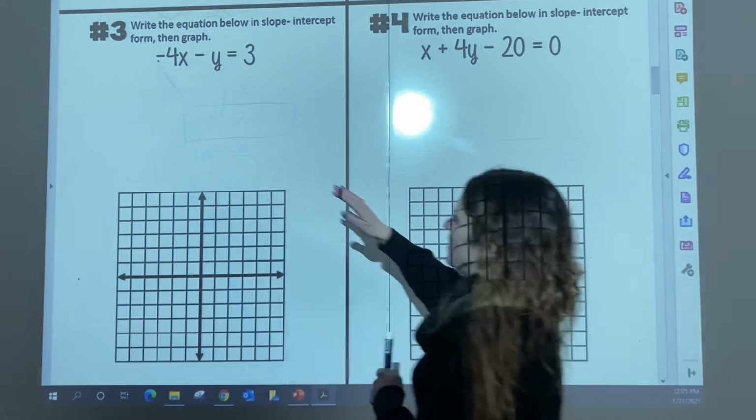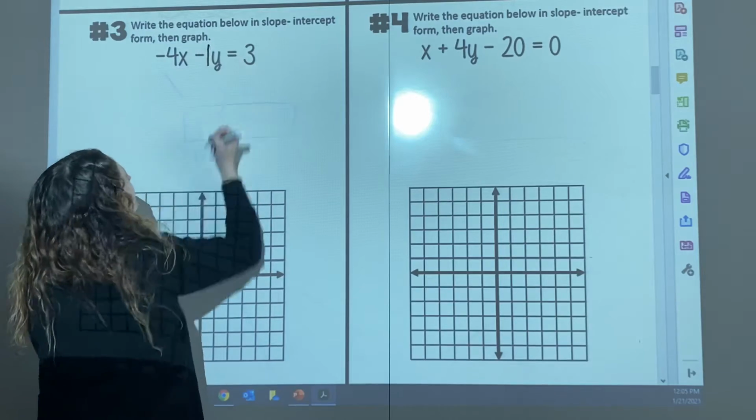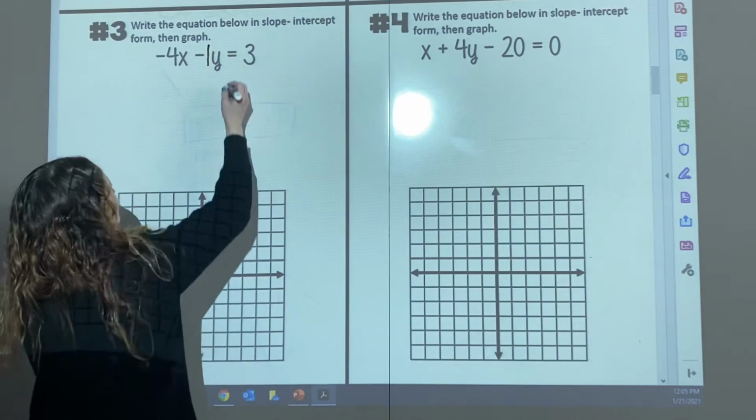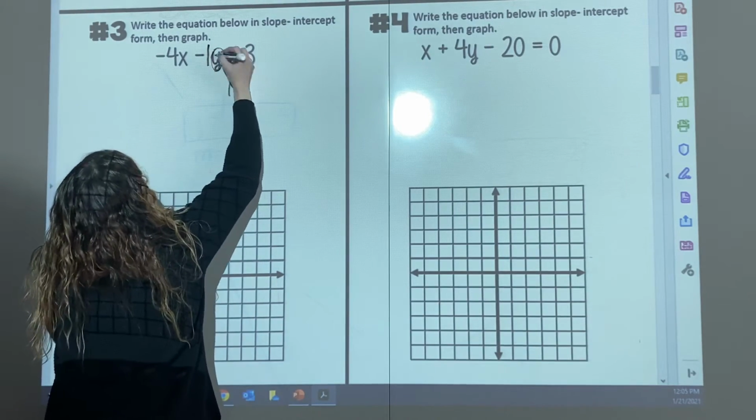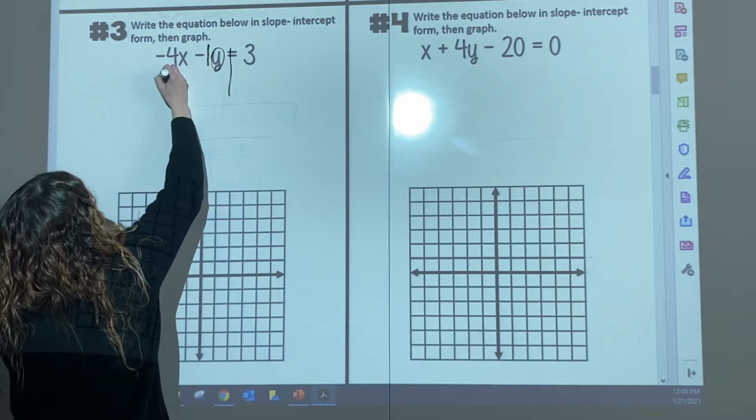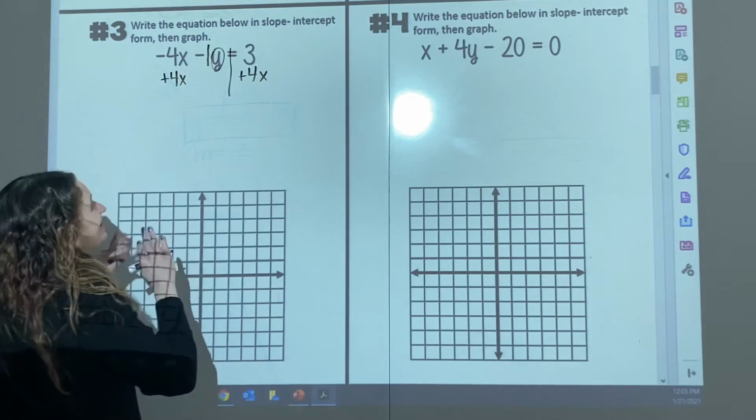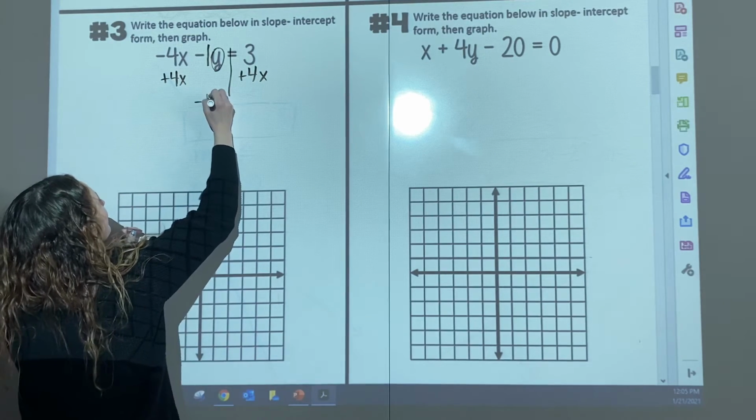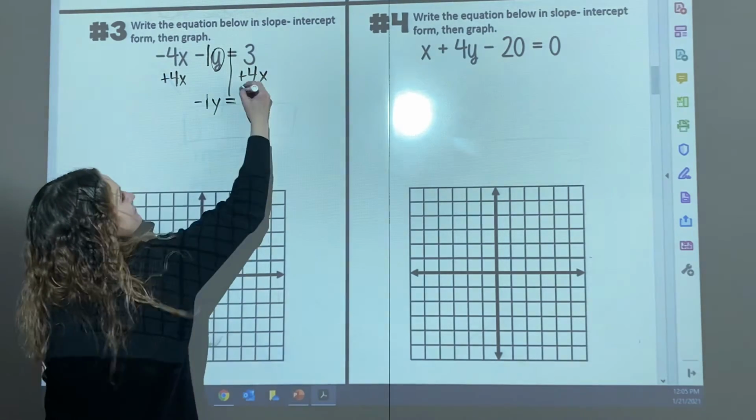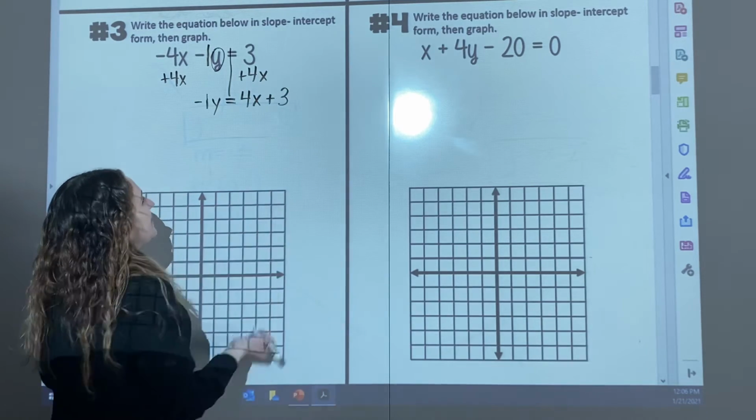So for number 3, I'm going to first put a 1 right in between that negative symbol and that y to just remind myself that that's a negative 1 attached to the y. Then, just like before, I'm going to move the x to the other side of the equal sign. It's a negative, so I'm going to want to add it, but I can't add it to 3. They're not like terms. So over here, I still have my negative 1y. Then I have my equal sign in the middle. I'm going to bring down my 4x first, and then my positive 3.